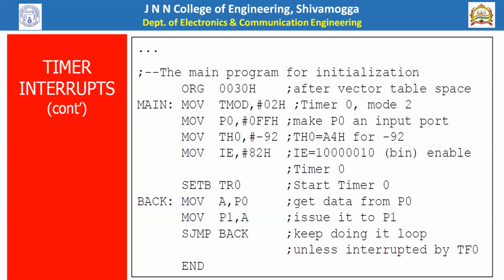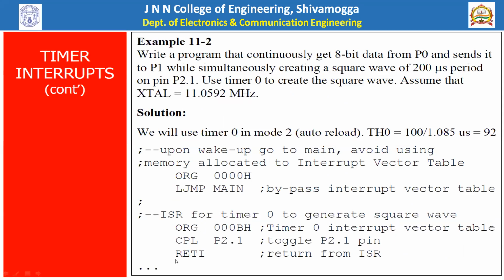When the timer register rolls over, there is an interrupt. When there is an interrupt, it goes to a subroutine called the interrupt service subroutine. You can see the mouse movement, this is your interrupt service subroutine. There you are complementing P2.1. Earlier it was 0. After 100 microseconds, you complement and it becomes 1.